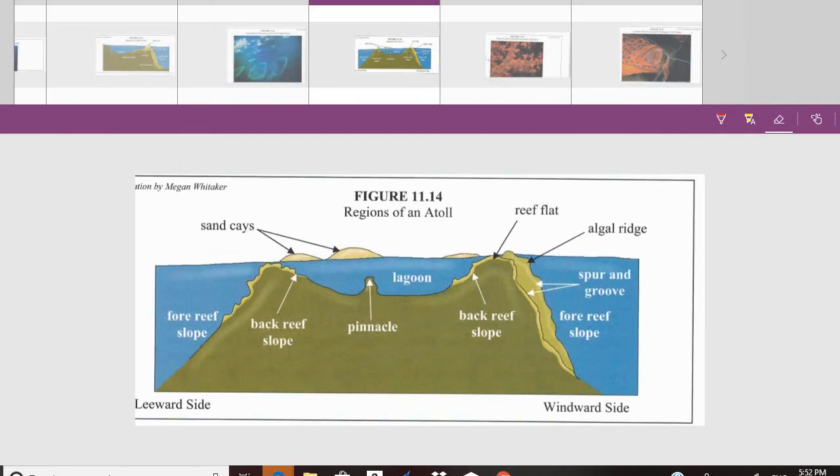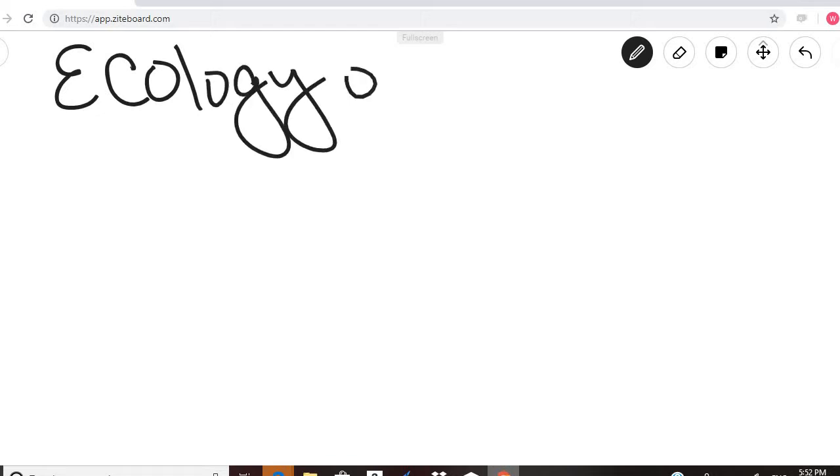Okay, now we just have a few minutes left. Let's talk a little bit about the ecology of a coral reef. Remember, ecology is how organisms and their surroundings and environment interact with each other. So how do the thousands of organisms that live on a reef affect each other?